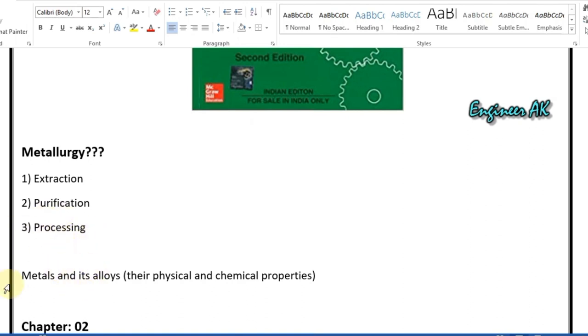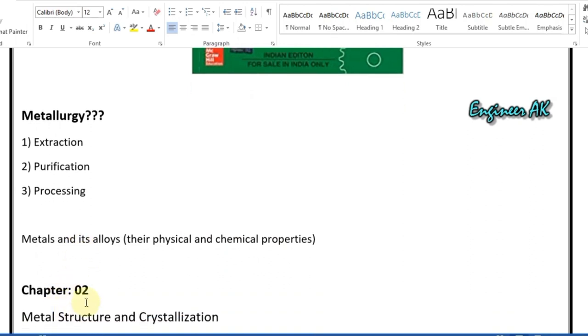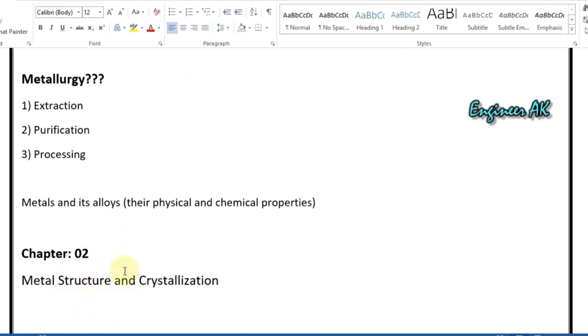And in this course we will also study the physical and chemical properties of the metal and its alloys. Okay, so I am getting started from chapter 2 because in chapter 1 there are multiple things that you will study in your metallurgical lab as well. So we are going to start from chapter 2, and it's metal structure and crystallization.